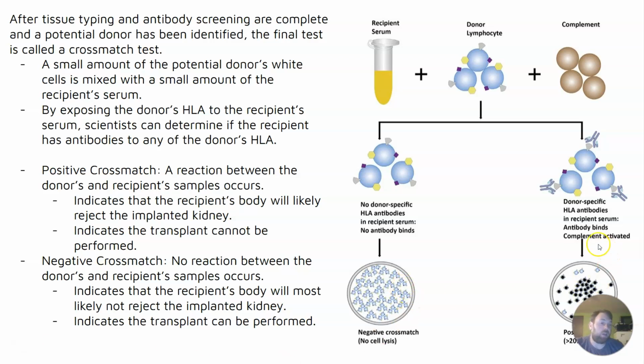In fact, in this one here, we can see that the positive cross-match had 20% of the cells lysed. That means that 80% of them did not lyse, which is on the good side. We don't have necessarily too bad of a positive cross-match. We want no cell lysis, obviously. But as little as we can get and then suppress the immune system of the recipient, that would be a pretty ideal situation here when it comes to organ donation, since we have so few organs and so many more recipients that are needed.